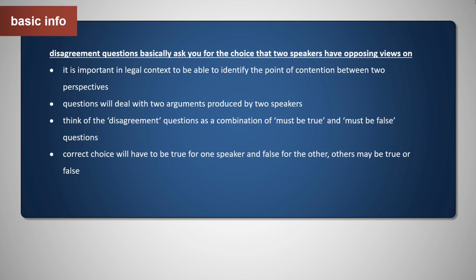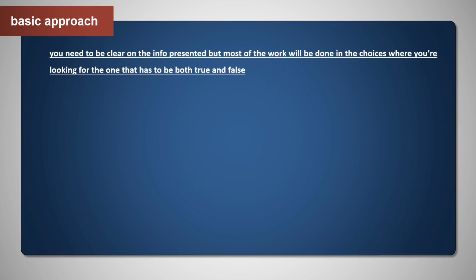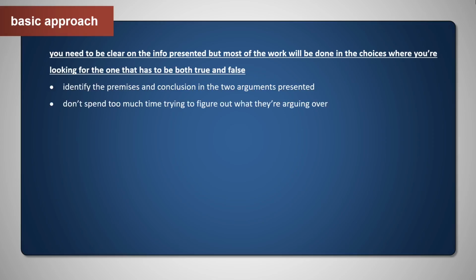All right, so in terms of the basic approach, you need to be clear on the information presented, but most of the work will be done in the choices where you're looking for the one that has to be both true and false. So true for one person, false for the other. Identify the premises and conclusion in the two arguments presented. Don't spend too much time trying to figure out what they're arguing over. That's something that a lot of students will instinctively look for: okay, what is it that they're arguing over? But that's a little ambiguous.